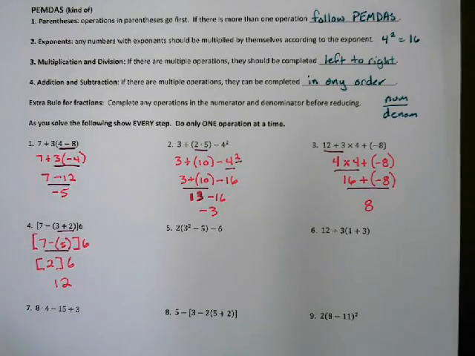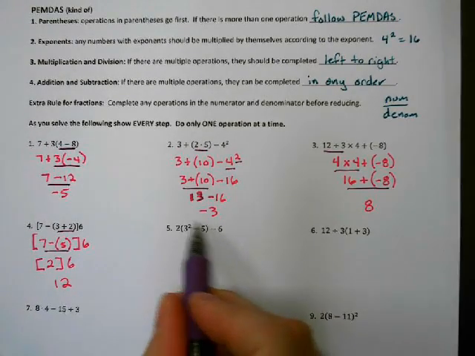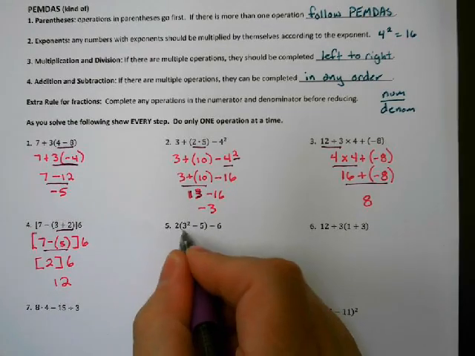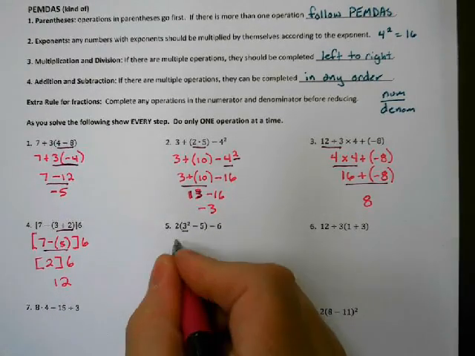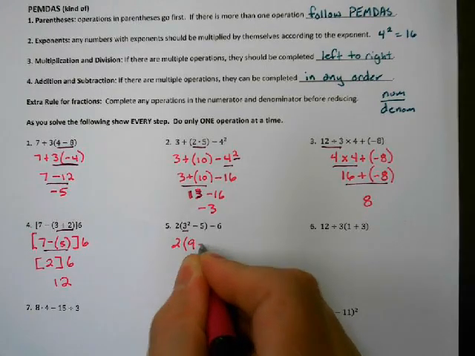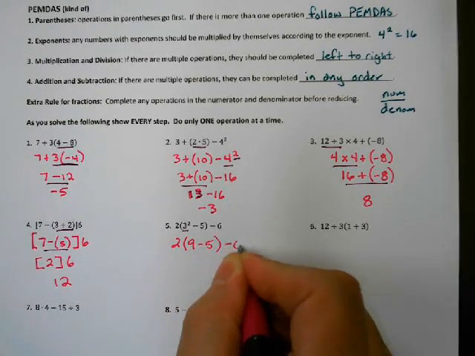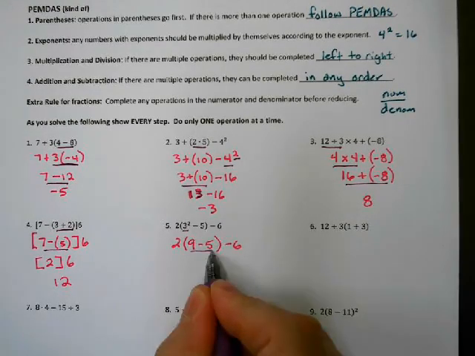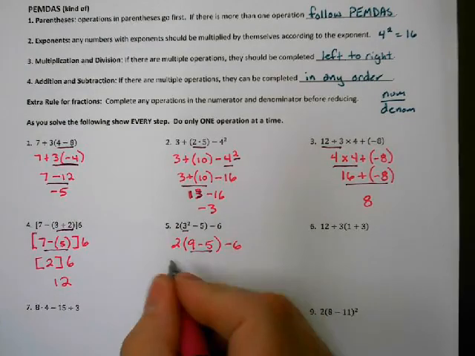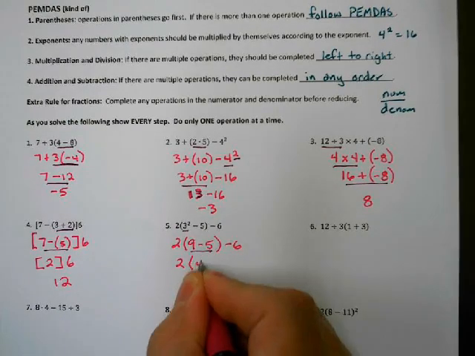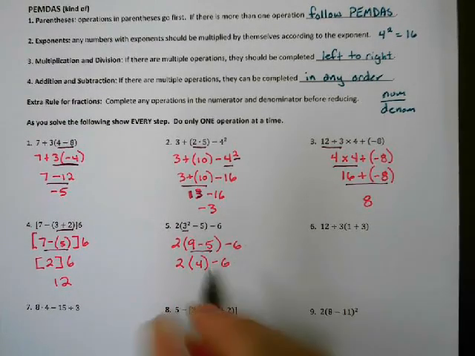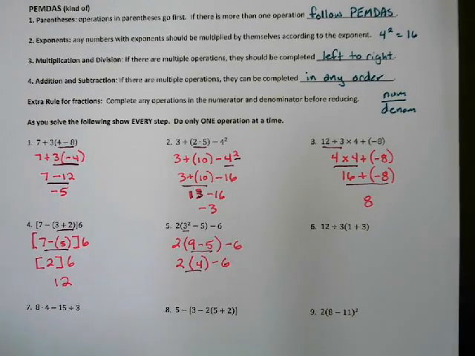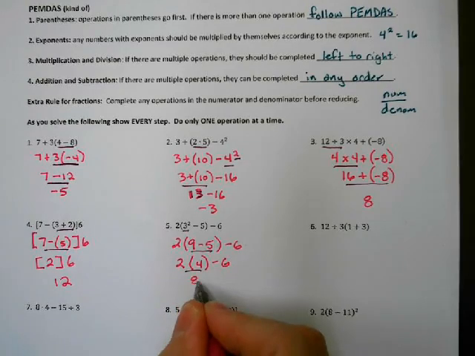All right, next one, parentheses. Here we go. There are 2 operations. I have squaring and subtracting. Squaring comes first. So I've got 2 times, 9 minus 5 minus 6. I still have operations inside the parentheses, so I'm going to do that next. So I've got 2 times, 9 minus 5 is 4, minus 6. This is 2 times 4, and then subtracting 6. Multiplication comes first. So I'm going to get 8 minus 6. Final answer is 2.